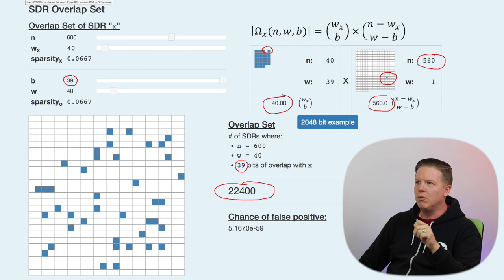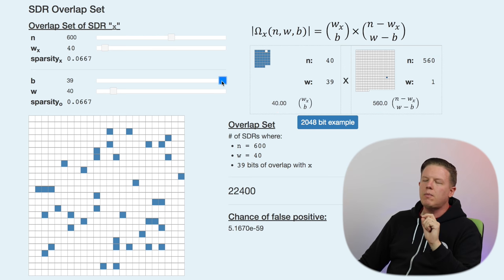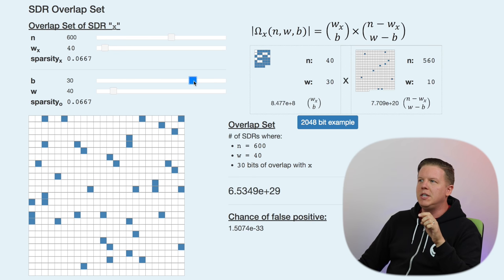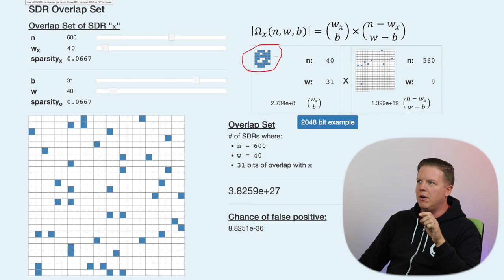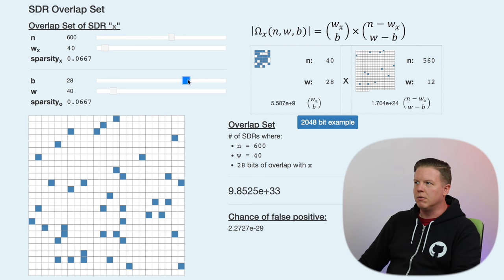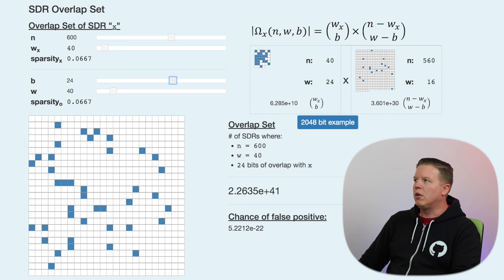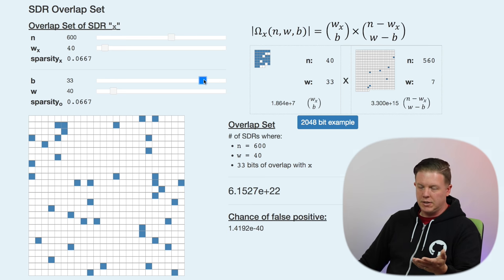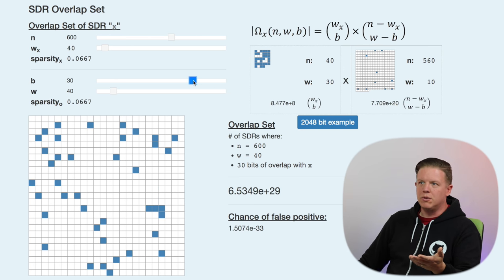So I hope that makes this a little bit more intuitive. And it's interesting to see as we slide this B number down and require fewer and fewer bits for a match, you can see all these bits in the on space not being required anymore, jumping over into the off bit space. And there's a lot more places those can fit over here. So you're going to see this number, the right-hand product, increase very rapidly, much more rapidly than the left-hand product, as we move this B down, right? And the overall overlap set cardinality, which is here, goes up very quickly. As we move it up, we require more bits. There's less and less SDRs that will fit in that space. As we move it down, there's more and more.